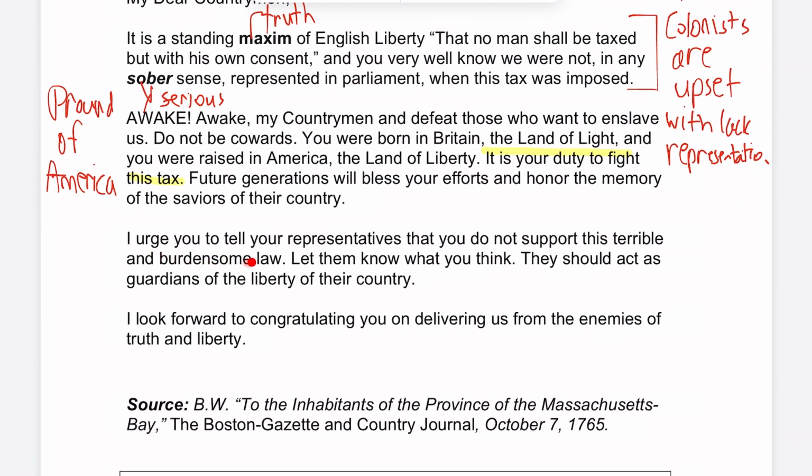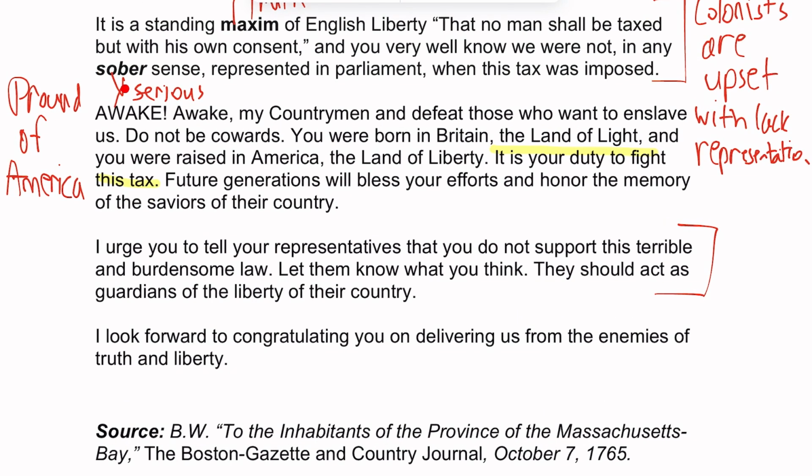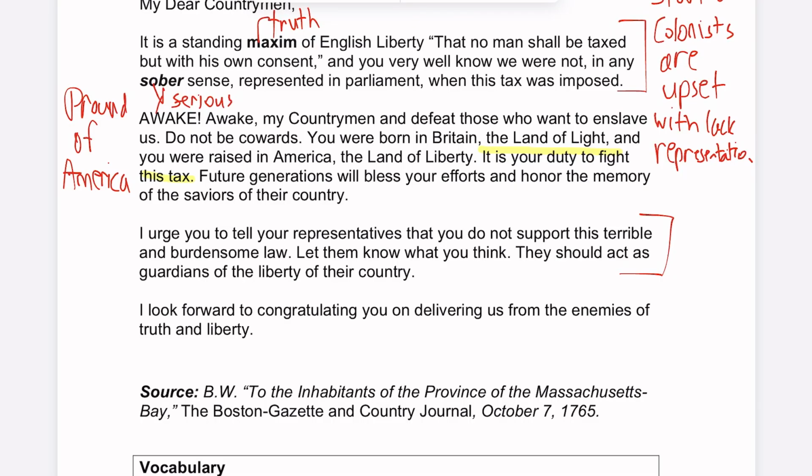"I urge you to tell your representatives that you do not support this terrible and burdensome law. Let them know what you think. They should act as the guardians of liberty of their country." This is particularly interesting to me because coming back to the first paragraph, the colonists were upset with the lack of representation, but now we have BW, the author of this letter, telling readers of the letter to contact representatives. That almost goes against it.